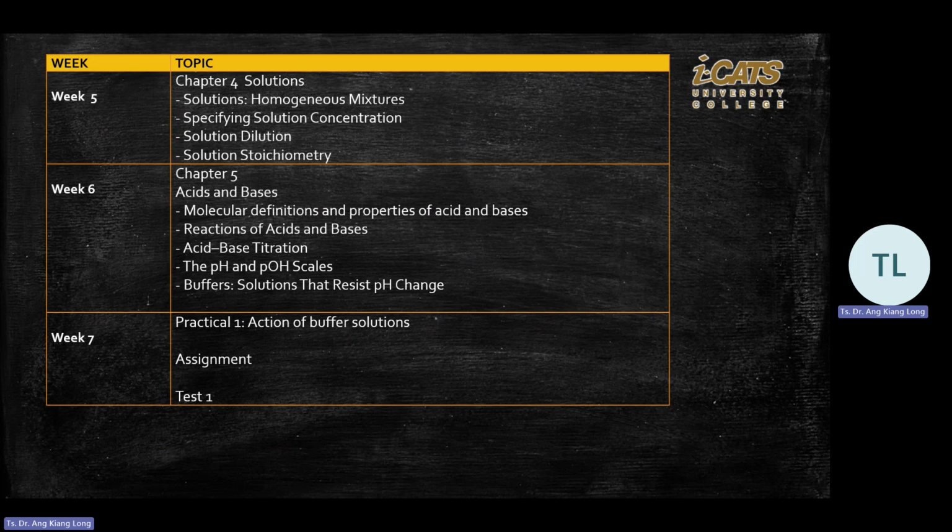Because why? Acid, we focus on H positive. Alkali, we focus on OH negative. H positive plus OH negative, you get water. And then some other products. But in chapter 5, when you answer chapter 5 questions, you will see H2O in your reaction. This is the basic idea of chapter 5.